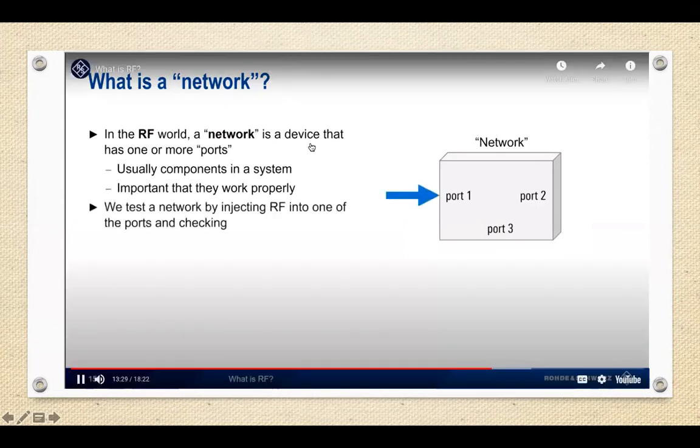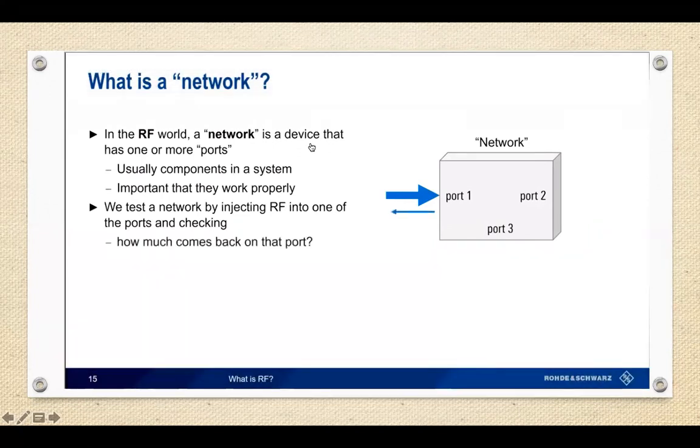Networks are tested by injecting RF into one of the ports and simultaneously measuring how much RF is reflected back from that port and how much RF comes out of the other ports. We also might be concerned with how much delay is introduced by the network, or how the network changes other characteristics of the injected signal.